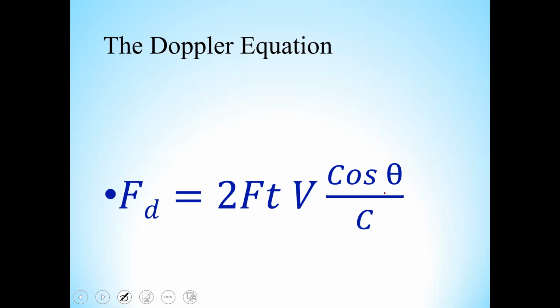And Ft is the transmitted frequency, or you can say the Doppler frequency or the transducer frequency, and we are keeping it constant. For example, if we have selected a 3 megahertz transmitted frequency, then we'll use that 3 megahertz frequency and will not change it again and again during the examination. And v represents the velocity of the moving reflector, and cos theta is the cosine of the angle between the incident sound wave and the movement of the reflector.